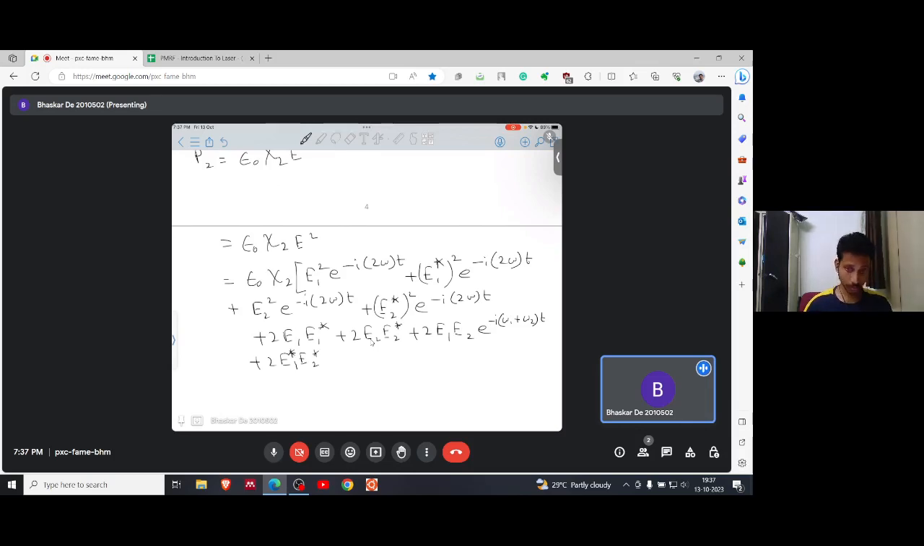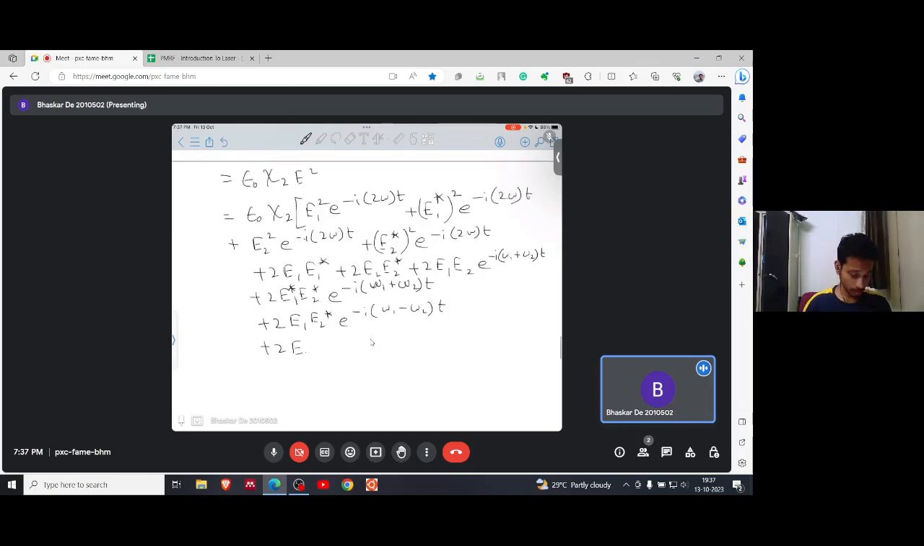plus 2 E1 star E2 star e to the power plus i (omega 1 plus omega 2) t plus 2 E1 E2 star e to the power minus i (omega 1 minus omega 2) t plus 2 E1 star E2 e to the power plus i (omega 1 minus omega 2) t.